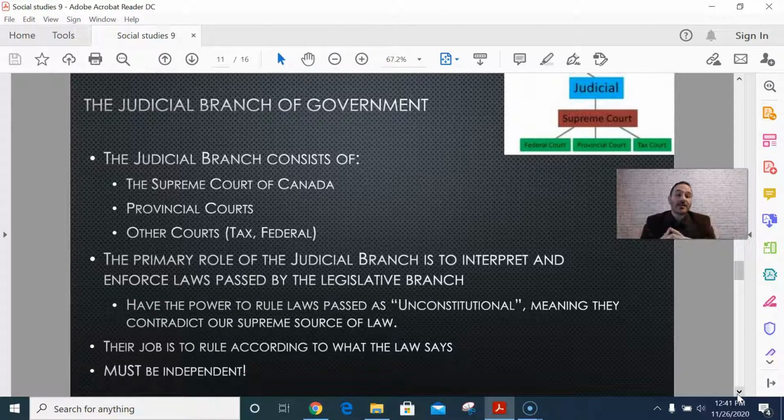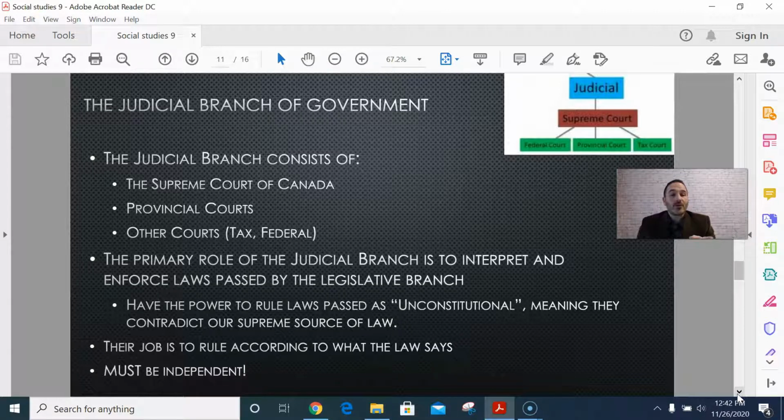So here's the cool thing, guys, about the judicial branch. They also have something called judicial oversight. So if a law is passed in the legislative branch, right, in the House of Commons, and it is not in line with the Charter, or sorry, with the Constitution, they can actually rule that law that was passed as unconstitutional. And guys, this is the idea of what's called checks and balances in power. So their job, guys, the judicial branch, is to rule according to what the law says.